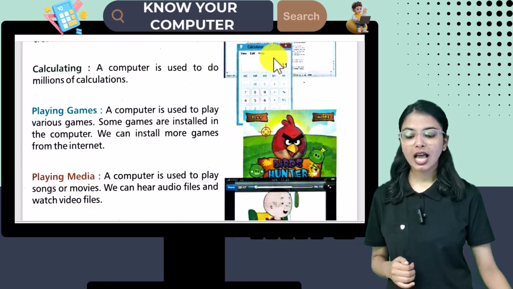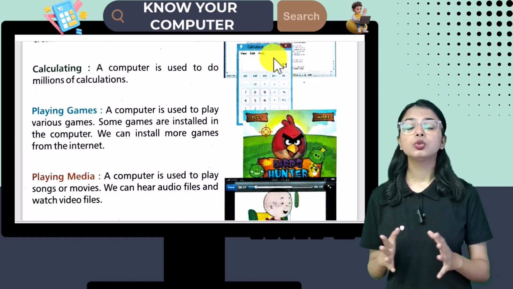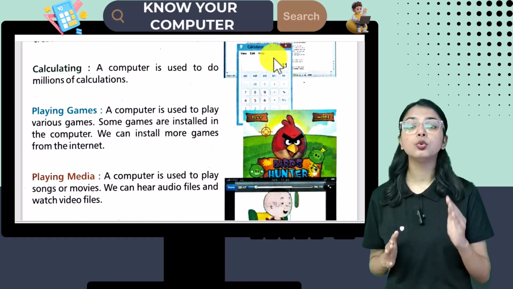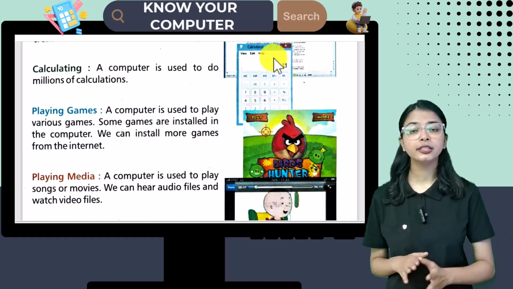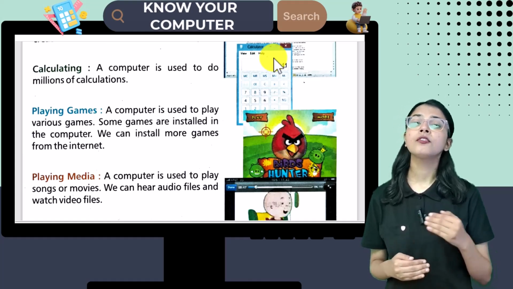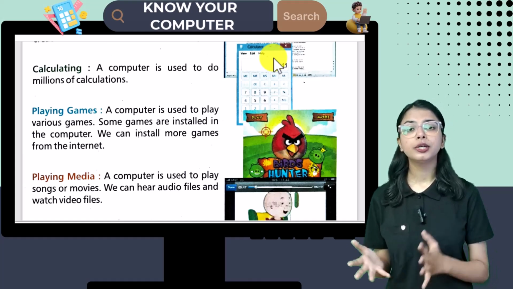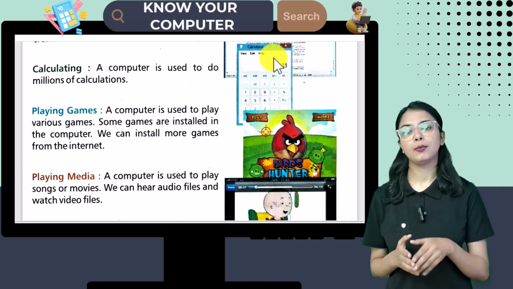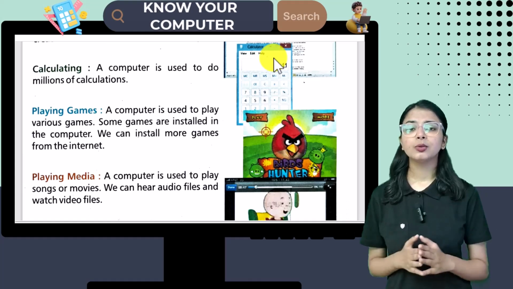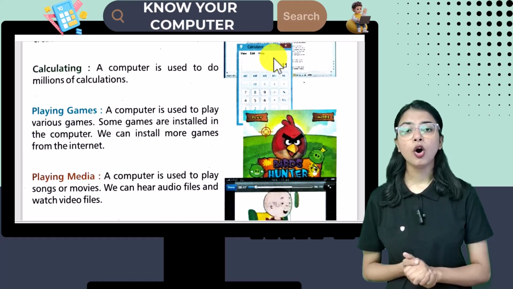Second use is calculating. We can use computer to do calculations. A computer is used to do millions of calculations. Okay, students, with the help of computer we can do millions of calculations. Usually students do their mathematical work with the help of computers. All the big calculations, complex calculations are taken out with the help of computer.